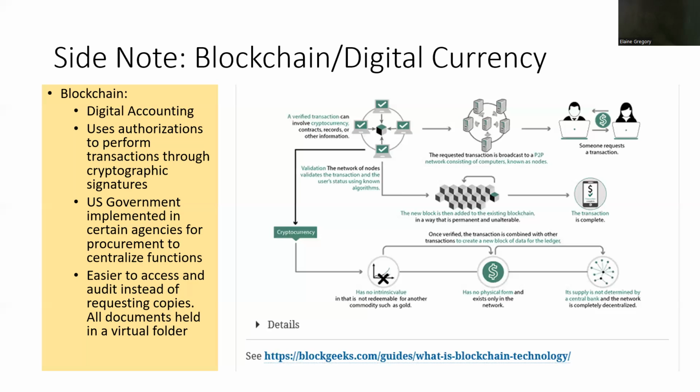The US government has been implementing this in certain agencies, such as procurement, to centralize the functions. One agency I worked with, they decided to move their entire procurement office to Texas. And so everything generated out of there. Well, if people were working in Michigan or in Florida and didn't want to move, they would have lost their jobs. But through blockchain technology and this new crypto encrypted signatures, they were still able to work from their offices and access that data from Houston in order to still conduct their business.